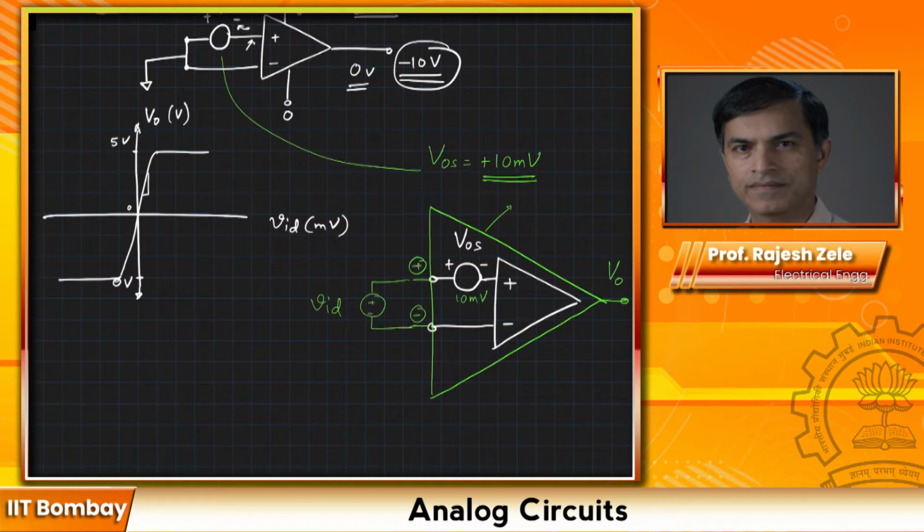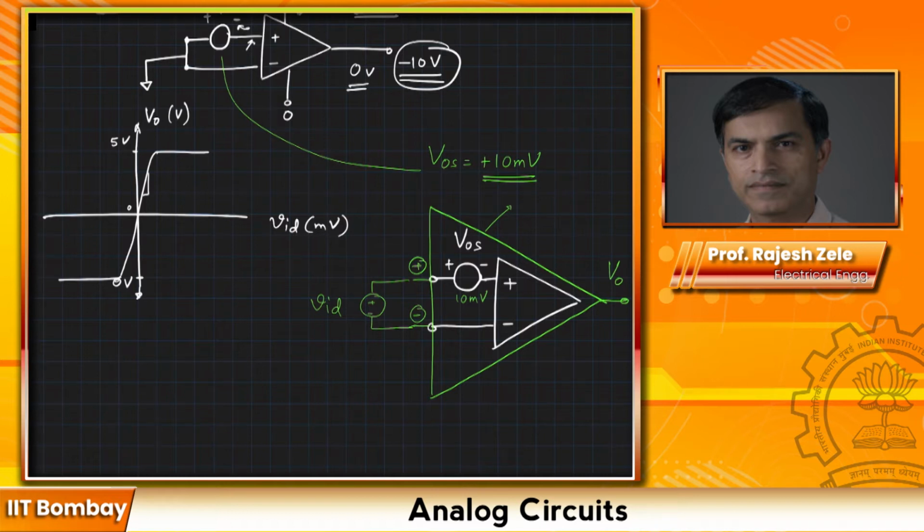Then I would like you to think about what would be the direction. How would the transfer characteristics move? Would it move up or down, or would it move left or right? I want to give you 10 seconds to think about it.